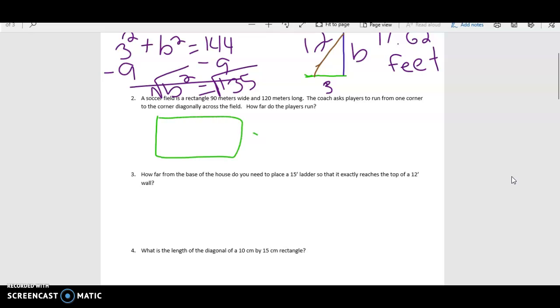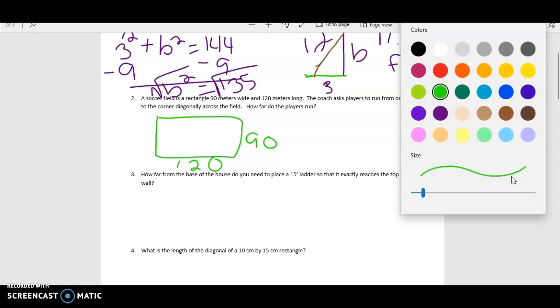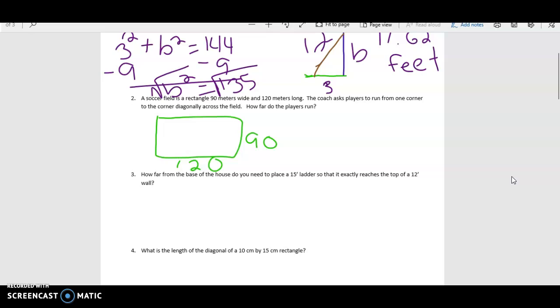We know that this is 90, and this is 120. The coach asked the player to run from one corner to the corner diagonally across the field. How far do the players run? Let's make their path red. They must have gotten in trouble and they have to run.